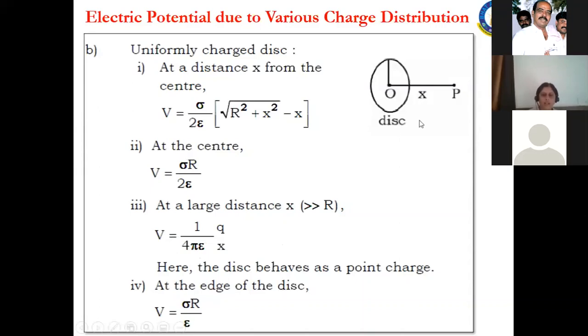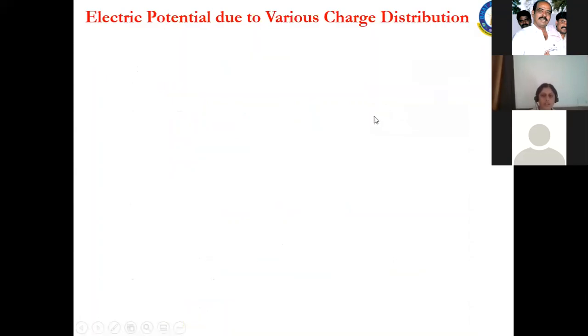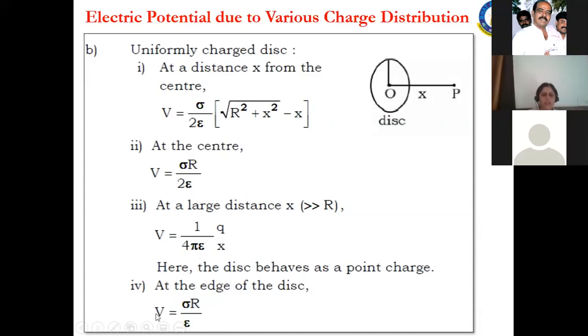Now at the edge of the disk, if you are going to calculate the potential at the edge of the disk, V is equal to sigma R by epsilon naught. So for the edge, we are taking the R, that is capital R, the radius of the disk. So V is equal to sigma R by epsilon naught.